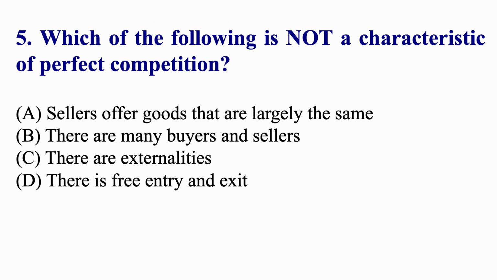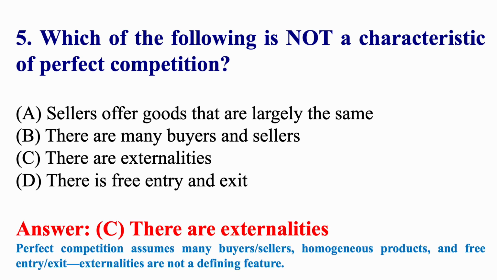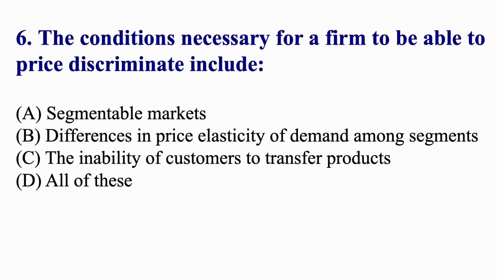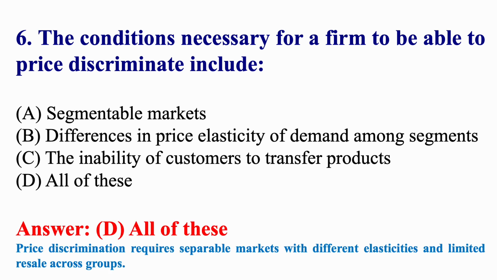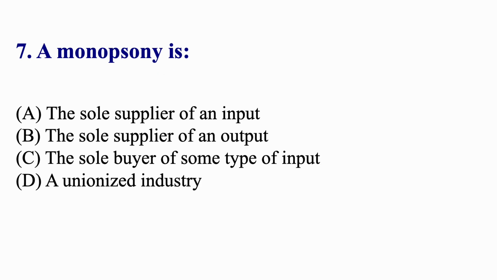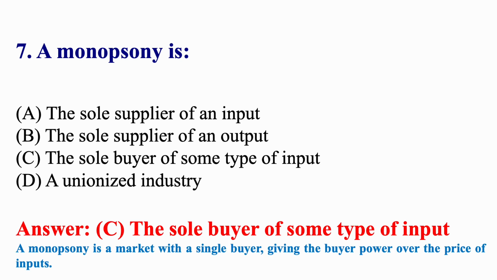Which of the following is not a characteristic of perfect competition? There are externalities. The conditions necessary for a firm to be able to price discriminate include all of these: A is segmentable markets. B is differences in price elasticity of demand among segments. C is the inability of customers to transfer products. A monopsony is the sole buyer of some type of input.